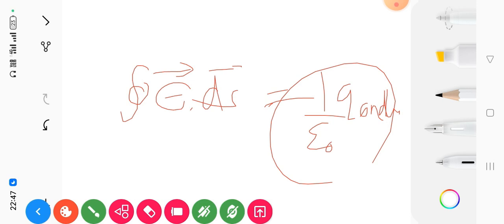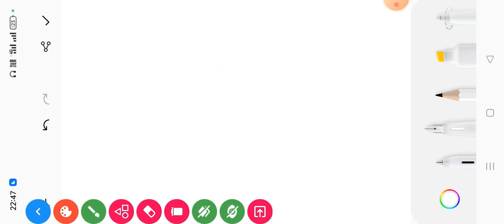Okay, so now we have to find the electric field due to this infinitely long wire. It is a very long wire. Why infinite? That's a good question actually. Why infinite? I'll answer it. Let me first find the electric field due to this line charge.